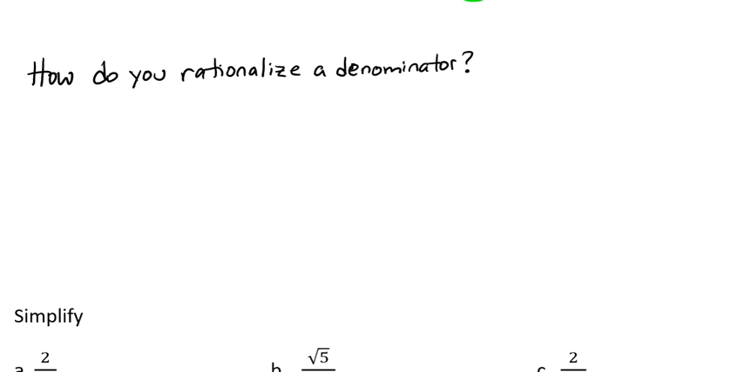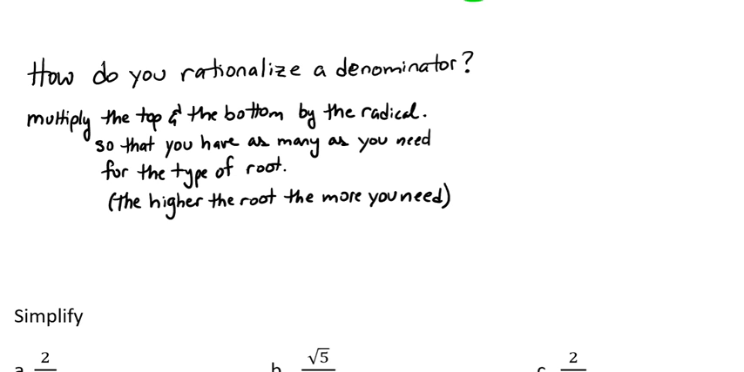In this video, we're going to go over how to rationalize a denominator. So how do you rationalize a denominator? Well, you multiply the top and the bottom by the radical so that you have as many as you need for the type of the root. So if it was a cubed root, you might have to multiply by 2 of those. If it was a square root, you'd multiply by 1 of them. So it just depends on the root. The higher the root, the more you need.